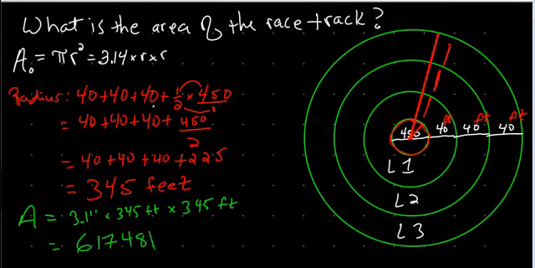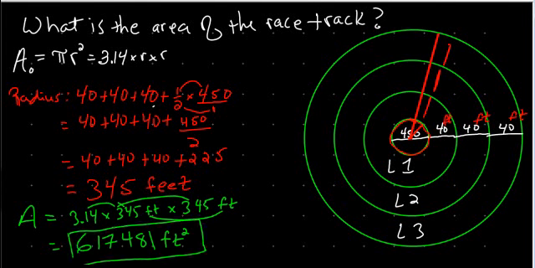Just multiplying straight across. 3.14 times 345. Take that number you get, multiply by 345 again. The feet times the feet gives me my area, the square feet, and that's going to be the final answer.